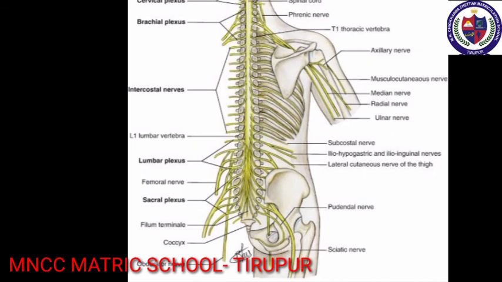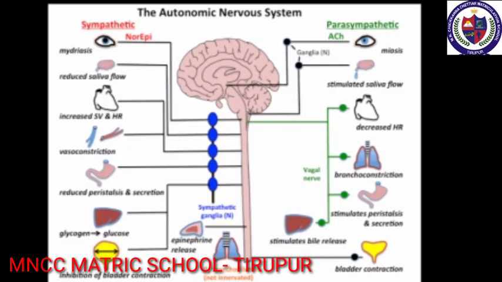Spinal nerves. There are 31 pairs of spinal nerves. Each spinal nerve has a dorsal sensory root and a ventral motor root. The direction of impulses in dorsal spinal root is towards the spinal cord and in ventral spinal root away from the spinal cord. Autonomic nervous system.